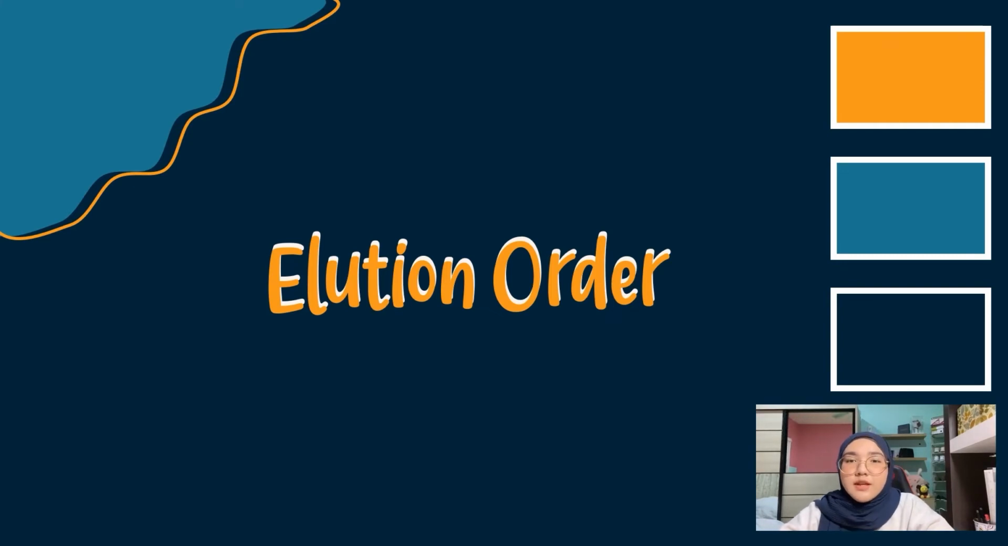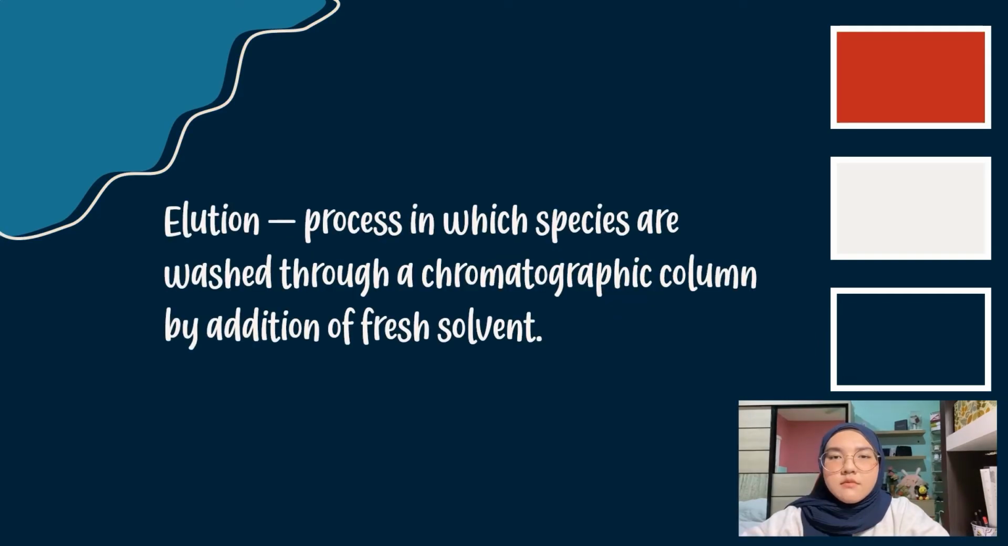Based on the molecular value that was mentioned by SHAMIMIE earlier, I'm able to find out the elution order of the 4 fatty acids methyl ester of natural stramonium peak that we choose from the chromatogram. Elution. What is elution? Elution is a process in which species are washed through a chromatographic column by addition of fresh solvent. As in this study, it is referred to the process in which fatty acid methyl ester are washed through a capillary column by the addition of hexane.